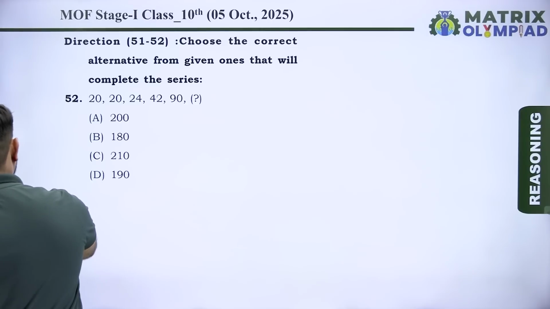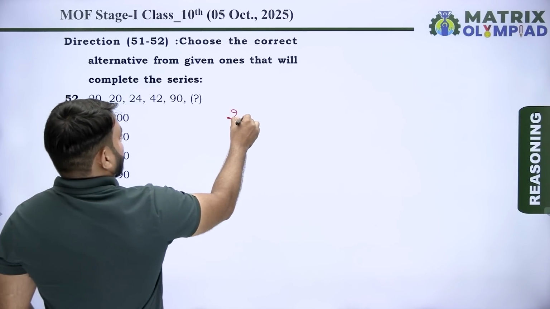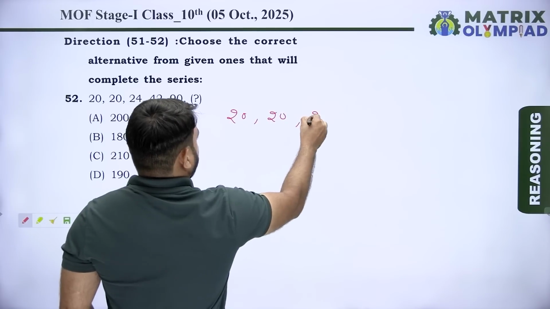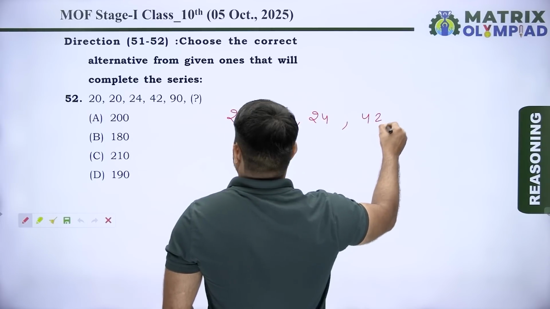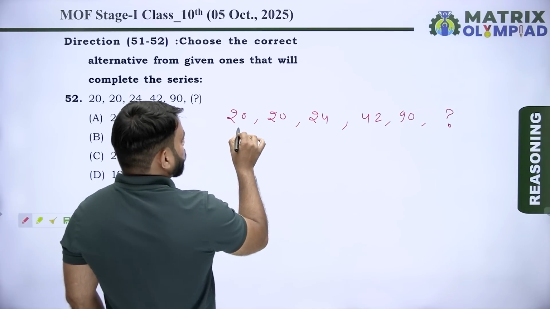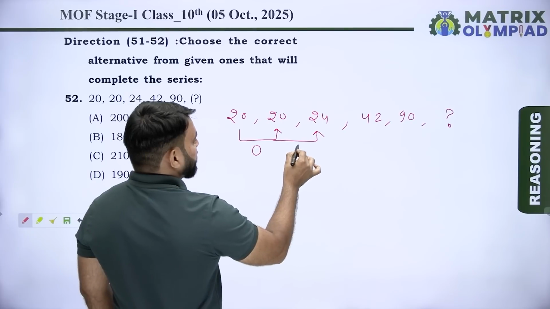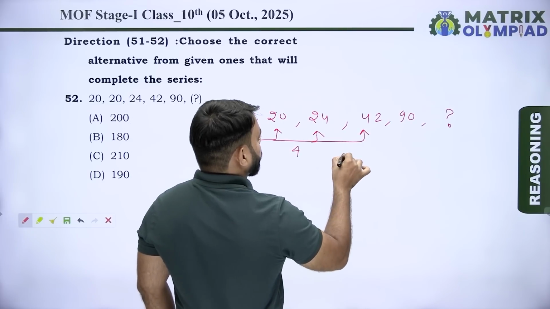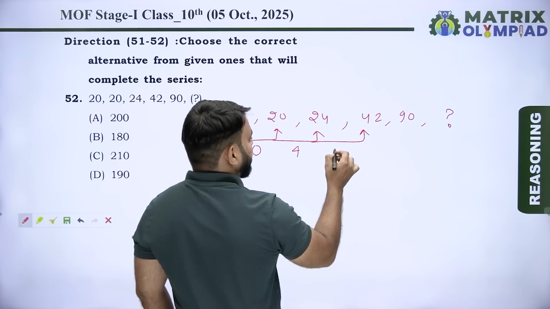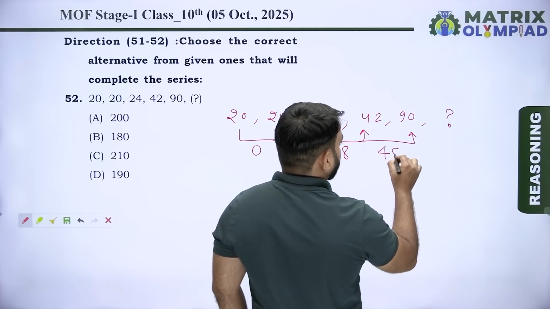So now next question is question number 52. 20, 20, 20, 24, 42, 90. After 90, next is missing. So 20 to 20, it means 0. 20 to 24, it means plus 4. 24 to 42, it means 18. 42 to 90, it means 48.